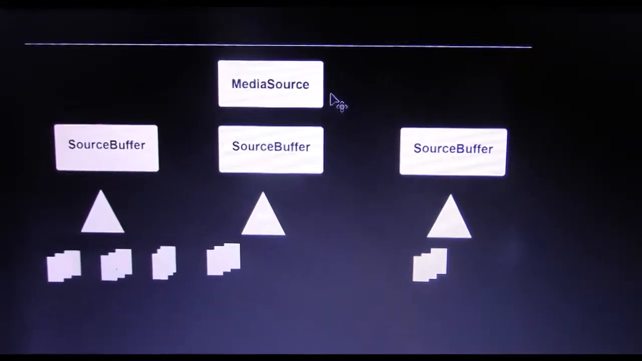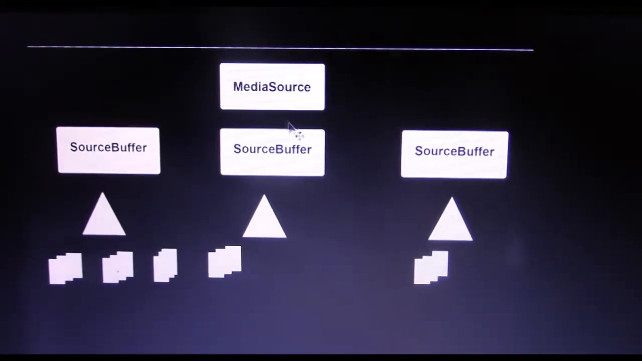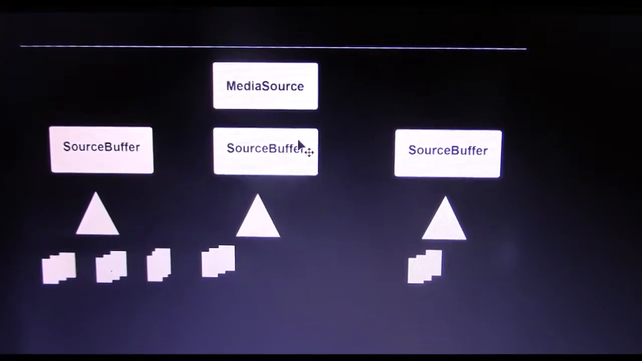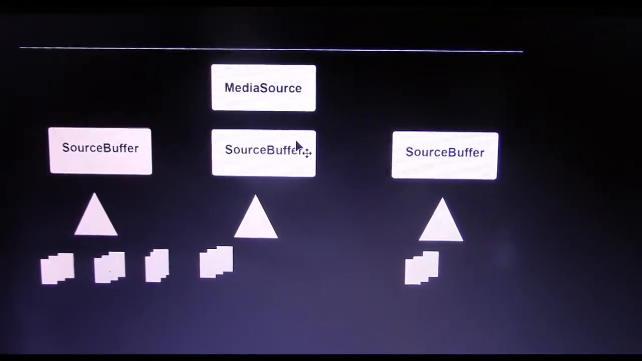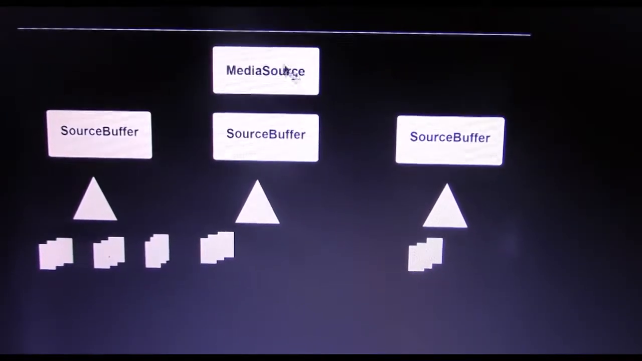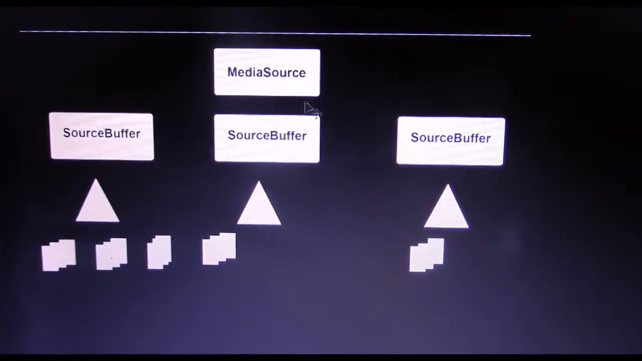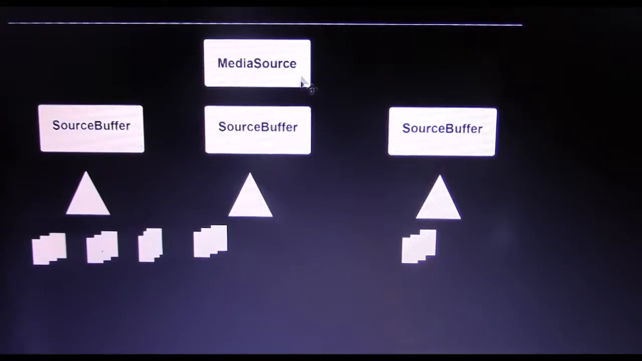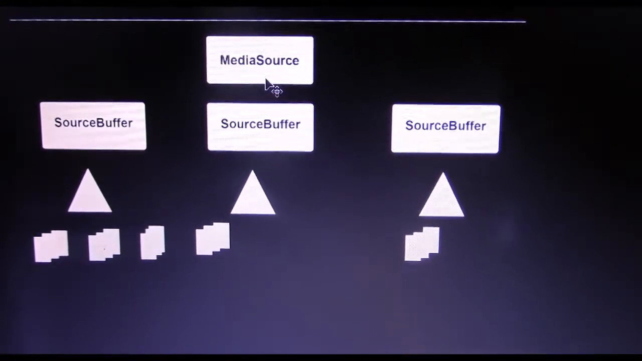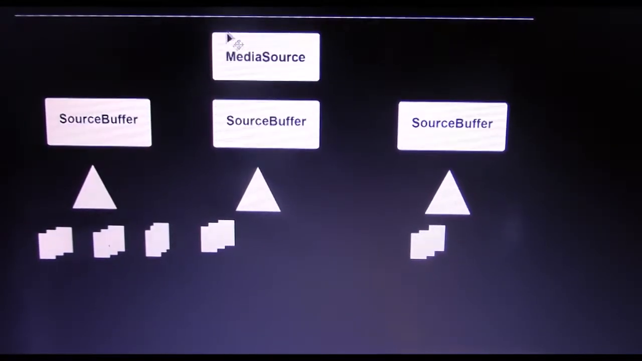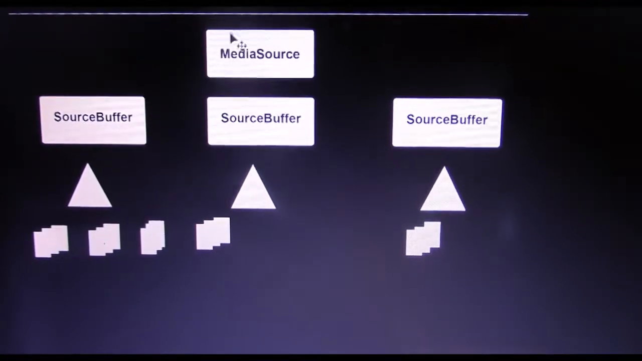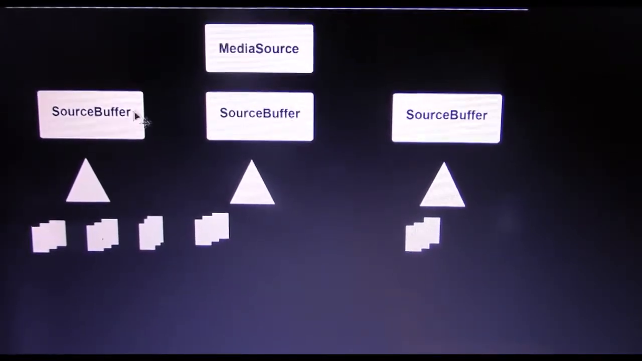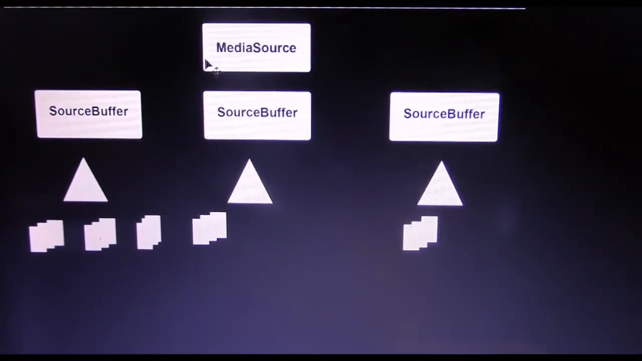Here is the diagram that depicts how to work with the media source API in JavaScript. Here at the top of the diagram, we can see that the first thing to do is to create an instance of the media source class. After we have created an instance of the media source class, we need to add a source buffer to the instance.